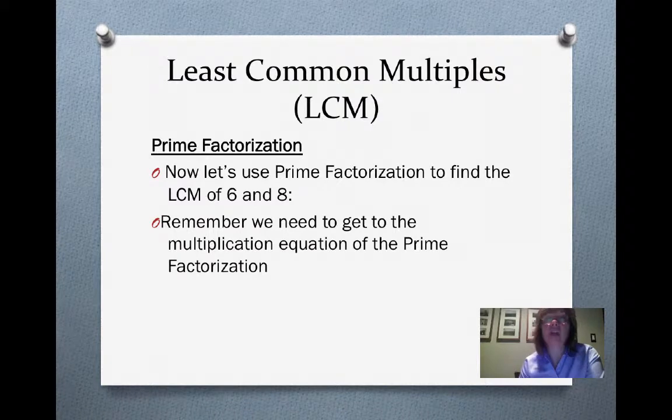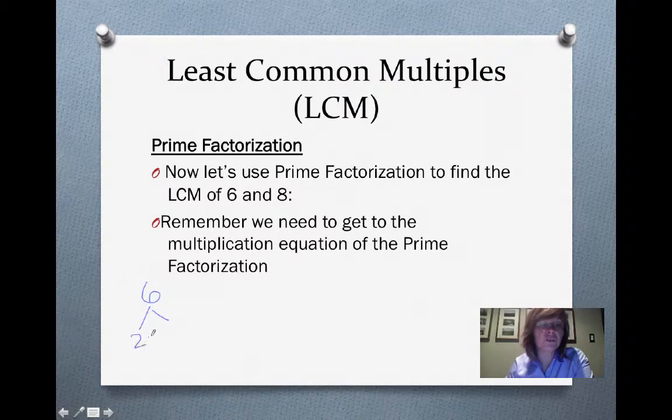Now, let's use the prime factorization method to find the LCM, or least common multiple, of 6 and 8. Remember, the key here is to get to that multiplication equation of the prime factorization. Let's start with 6. I'm going to go ahead and use a factor tree for 6. It's pretty simple and straightforward. 2 times 3 is 6. Both of those are prime, so I'll circle them and I can come up with my equation: 6 equals 2 times 3.